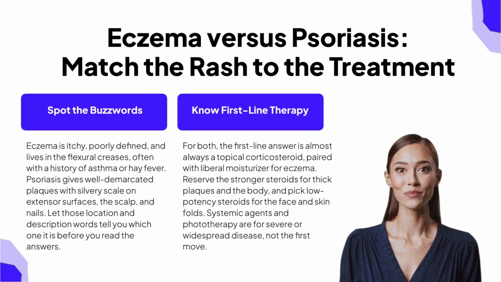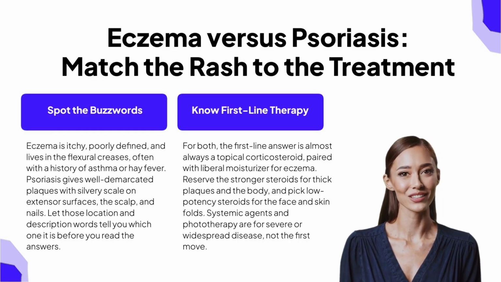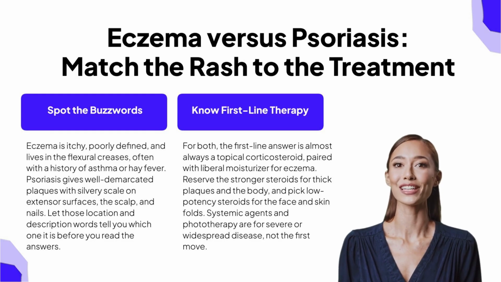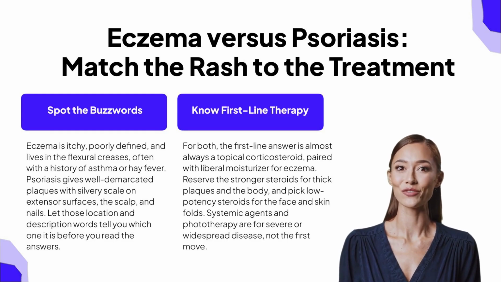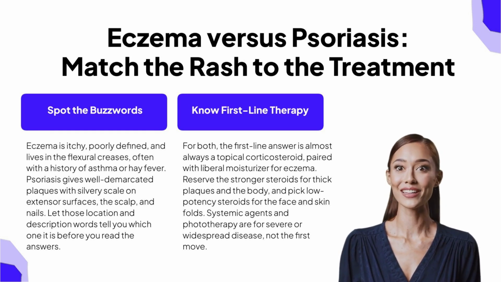Eczema is the itchy, poorly defined rash in the flexural creases, the front of the elbows and behind the knees, traveling with a personal or family history of asthma and hay fever. Psoriasis is the opposite, sharply demarcated plaques with thick silvery scale on extensor surfaces, scalp and nails, often with nail pitting or joint pain. Once you name the rash, treatment is straightforward.